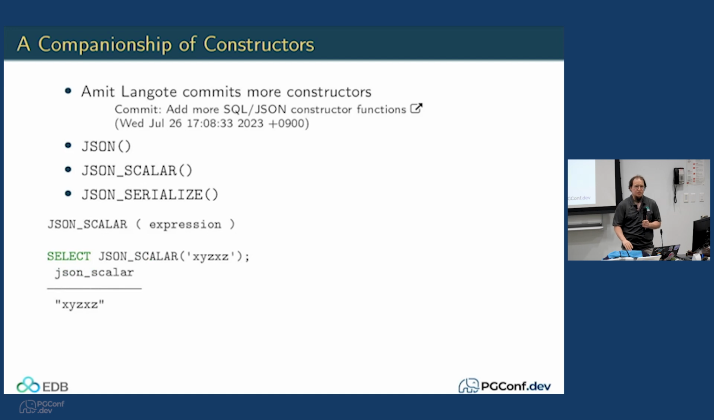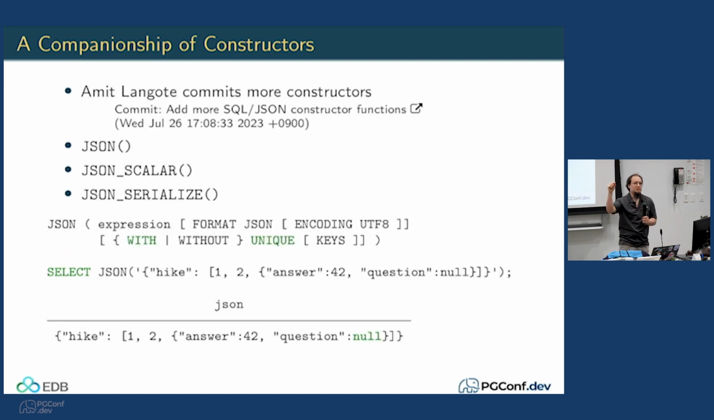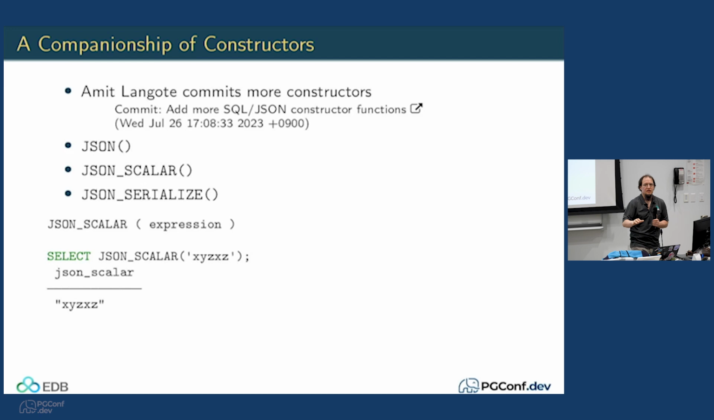JSON_SCALAR does the other thing. This constructs a JSON, the internal representation of JSON, of the JSON object based on the text that comes from the outside world. So that's the JSON function. The JSON_SCALAR function constructs a JSON value exactly like the previous function, except that it only allows scalar values. So you can't have arrays or objects.